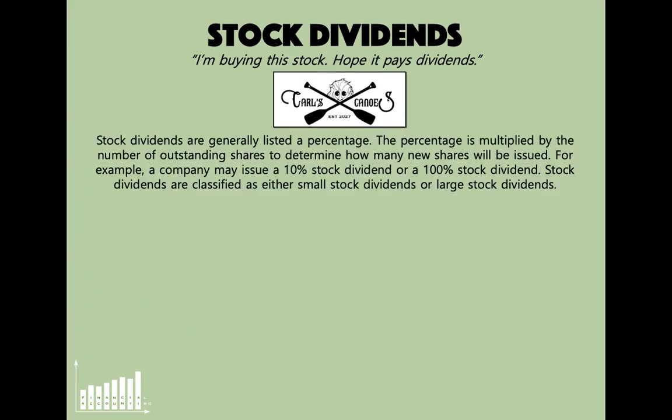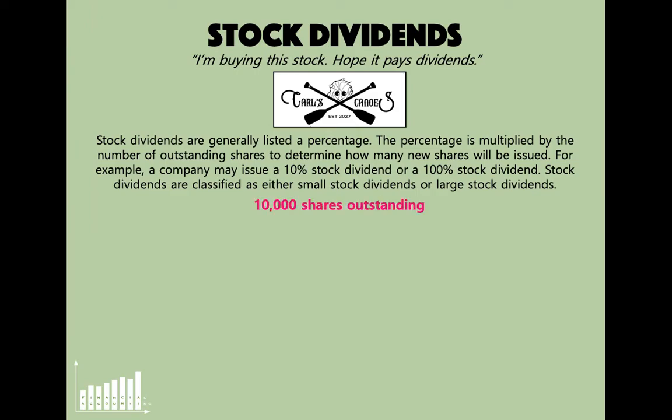Now, stock dividends are generally listed as a percentage. The percentage is multiplied by the number of outstanding shares to determine how many new shares will be issued. For example, the company may issue a 10% stock dividend or a 100% stock dividend. Stock dividends are classified as either small stock dividends or large stock dividends. So let's take a look at how that works.